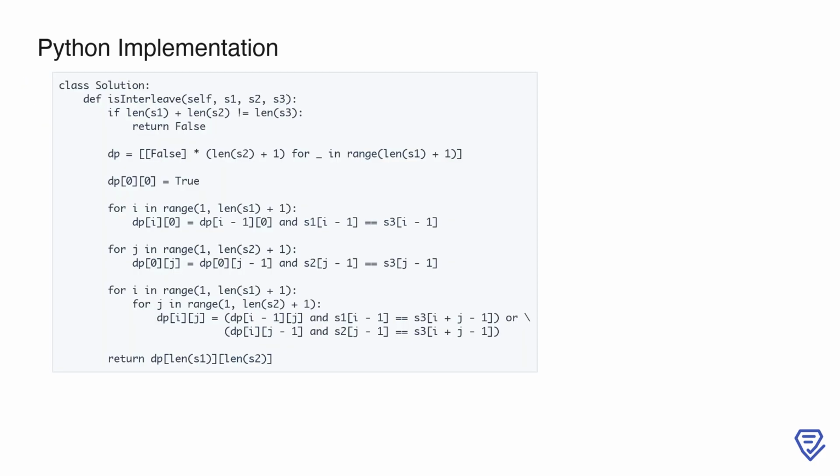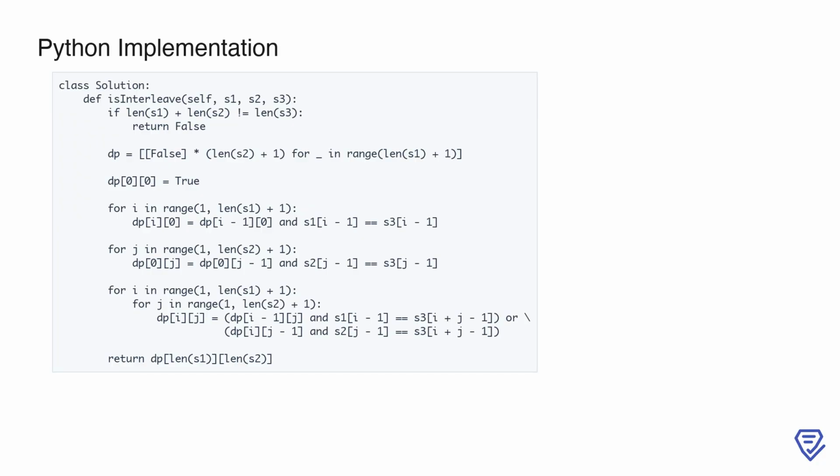This implementation solves the interleaving string problem using dynamic programming, DP. Here's a detailed explanation of each part of the code. 1. The function isInterleave takes 3 strings S1, S2, and S3 as input. First, it checks if the combined length of S1 and S2 equals the length of S3. If not, it immediately returns false since S3 cannot be an interleaving of S1 and S2.